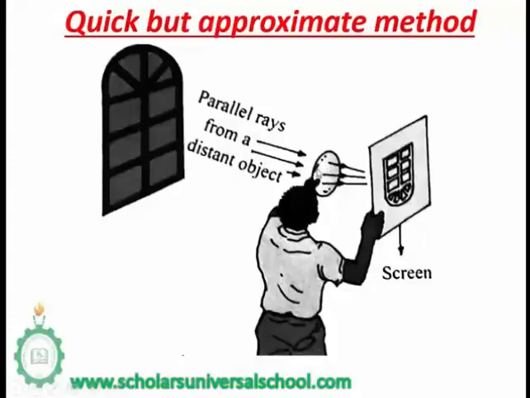Now you move your lens and the screen to and fro until you have a sharp image of the distant object formed on the screen. After doing that, you can calculate the distance of the lens from the screen, and that will give us the focal length.